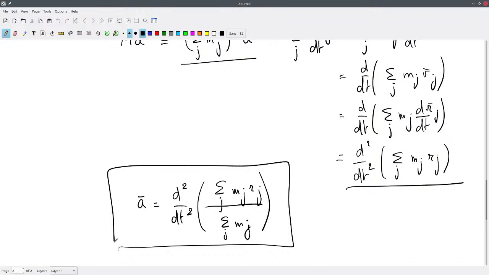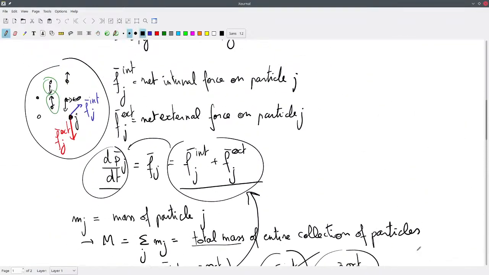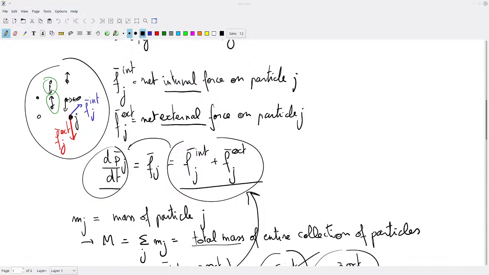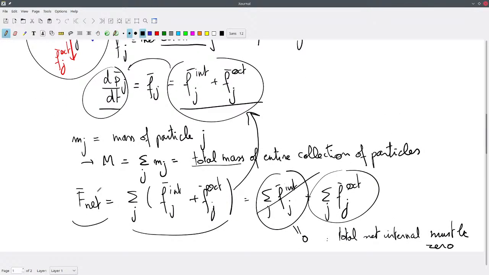So let's take a step back. What we did here is we started from a collection of particles with both internal and external forces applying on it. When we have the internal and external forces, the internal forces don't play a role when we add up everything in a net force that applies on the entire collection of particles. That's where the sum over the internal forces canceled out to zero.